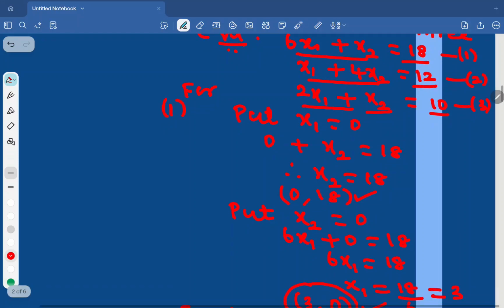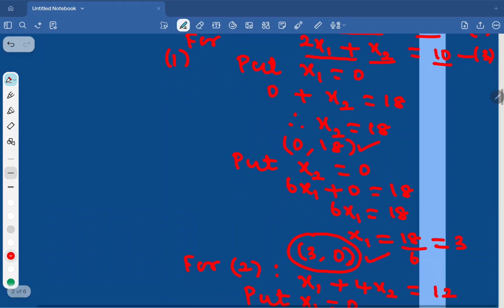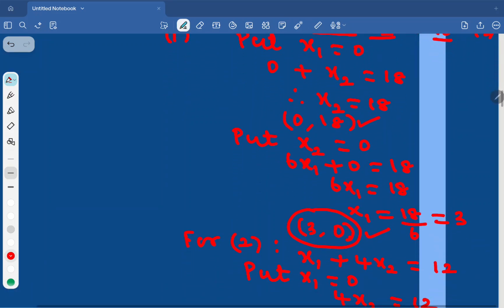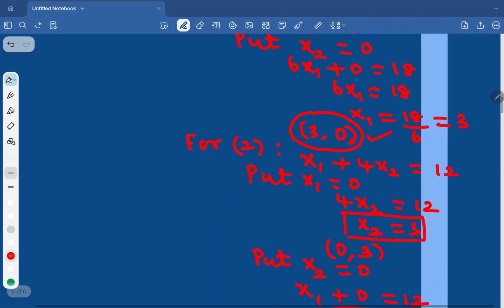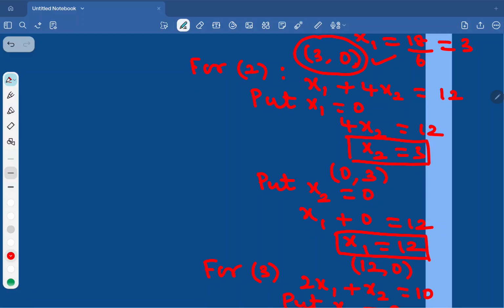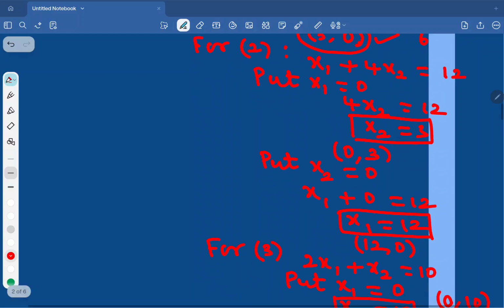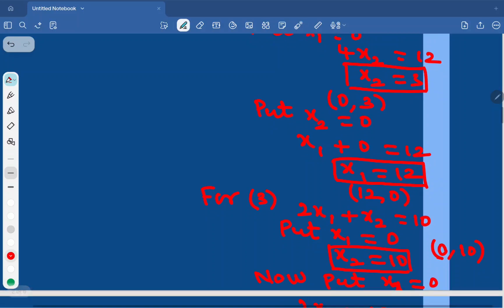To find the points, put x1 equal to 0: 0 plus x2 equal to 18, therefore x2 equal to 18. Points are (0, 18). Now put x2 equal to 0: 6x1 plus 0 equal to 18, 6x1 equal to 18, x1 equal to 18 by 6, answer is 3. For equation 1, the second point is (3, 0). For equation 2, x1 plus 4x2 equal to 12. Putting x1 equal to 0, 4x2 equal to 12, x2 equal to 3. Point is (0, 3). Now put x2 equal to 0: x1 plus 0 equal to 12, x1 equal to 12. Points are (0, 3) and (12, 0).